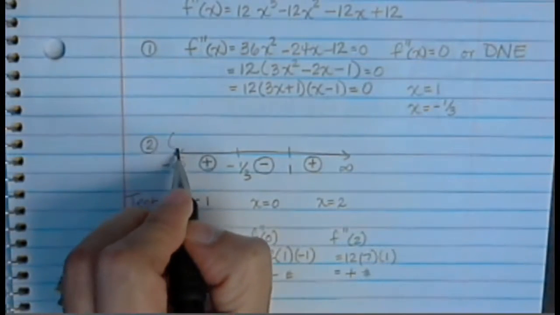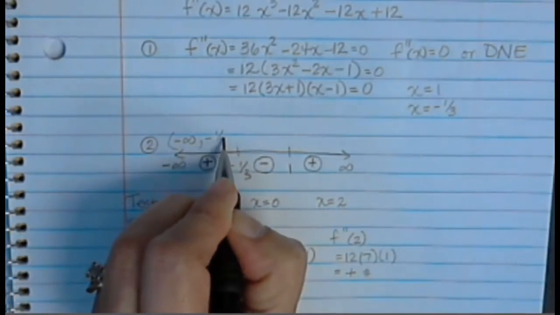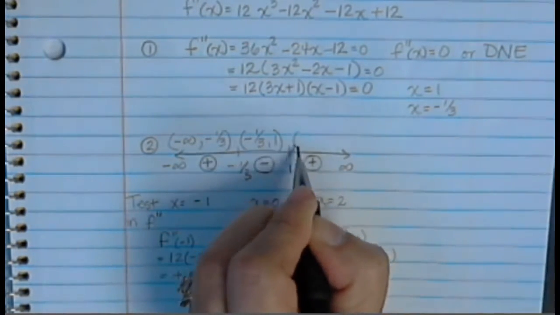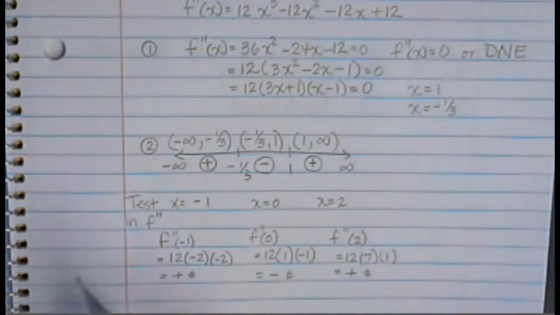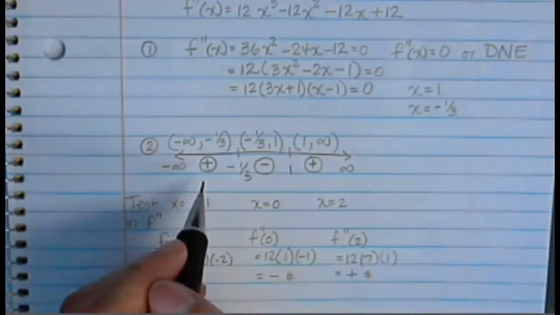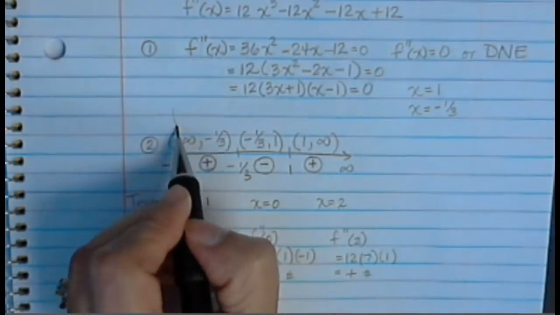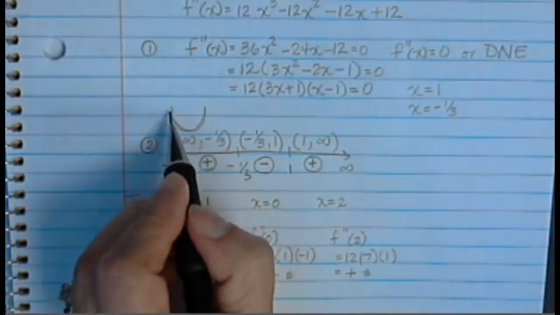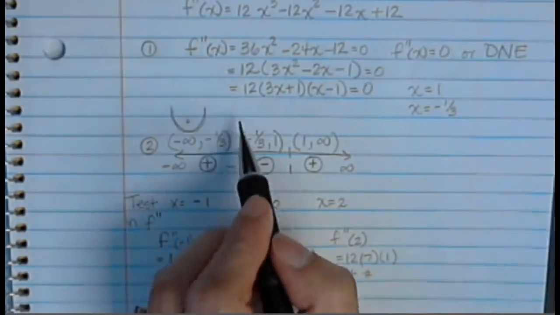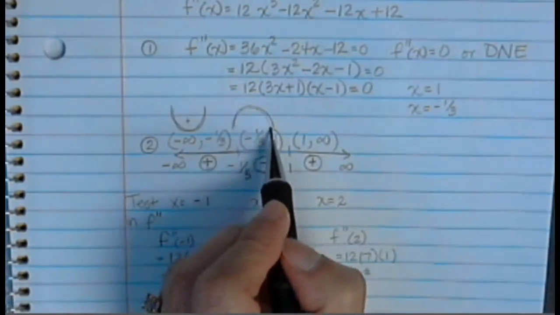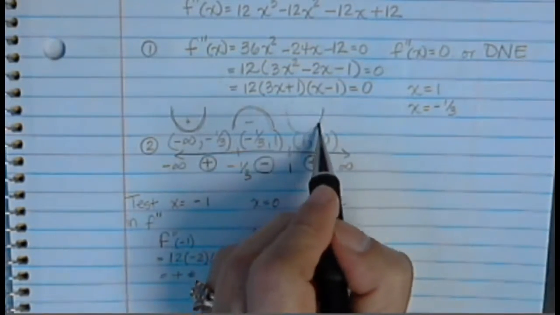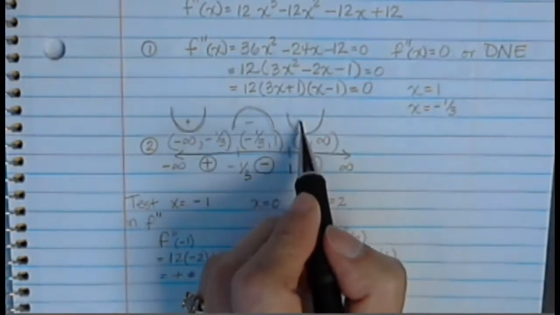So we have an interval from negative infinity to negative 1/3. We have from negative 1/3 to 1. And we have from 1 to positive infinity. Because of these pluses and minuses, we know our concavity. For this to be positive, it is concave up, so it looks like a U. If you have a negative concavity, that means it's an upside down U, or an N. So that's going to be for our negative one. And we can find the same thing over here. Since it's positive, it's concave up.